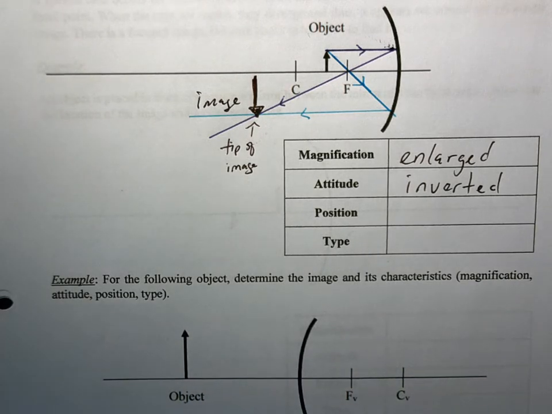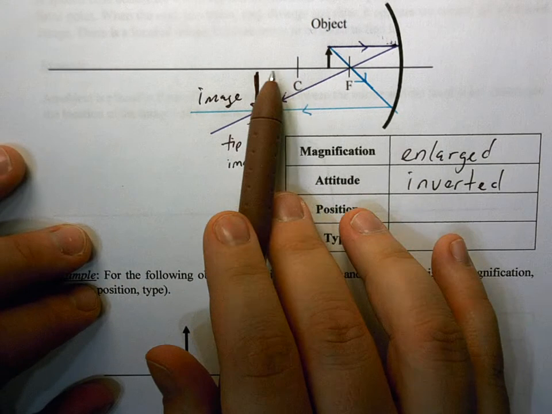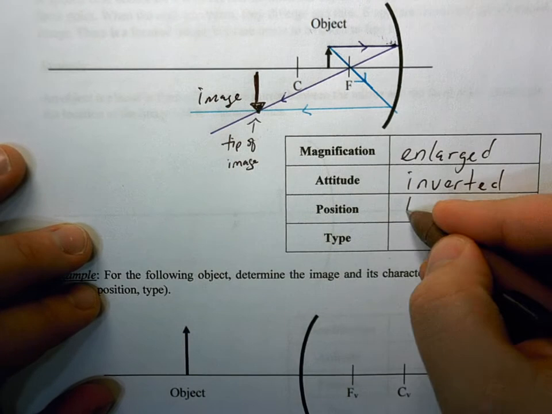In terms of position, for the ray diagrams, we can't be too exact with this, so I'm just going to say for the position, it's located out here. We're just going to say it's beyond C.